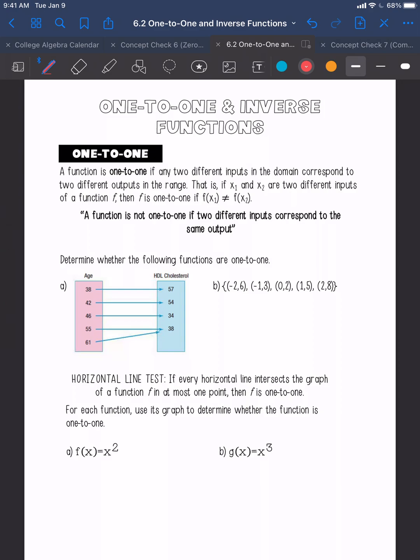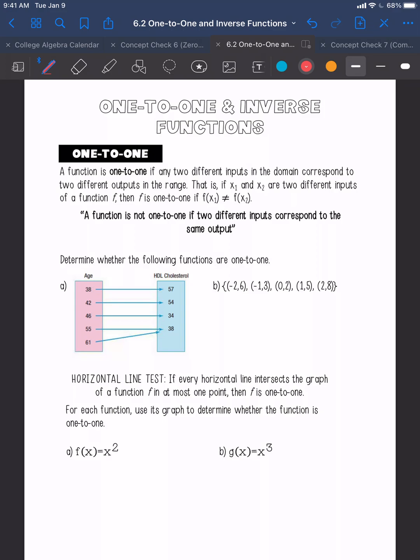In this lesson, we're going to discuss one-to-one and inverse functions. So first, a one-to-one function pretty much means that each input has its own output. So it doesn't share the same output as any of the other inputs. So in part A, or for A and B here, determine whether the following functions are one-to-one.